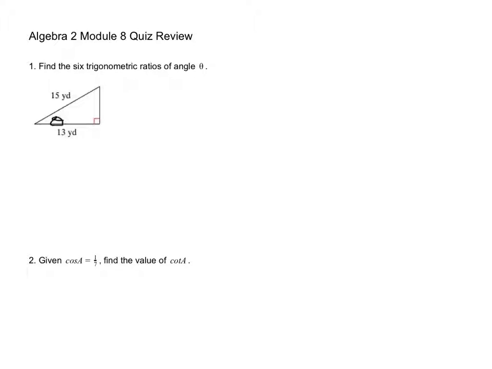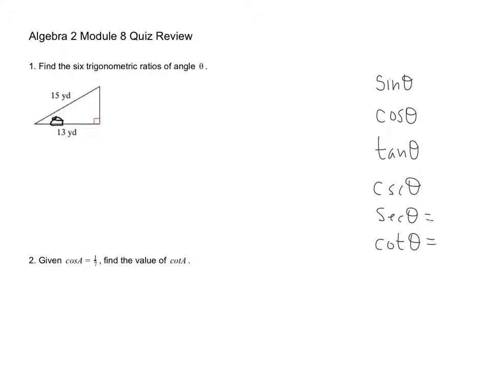Alright, so let's look at some problems to help us review for our Module 8 quiz. We are going to be looking for the sine of angle theta, the cosine of angle theta, the tangent of angle theta, the cosecant of angle theta, the secant of angle theta, and the cotangent of angle theta. Now all these have known relationships of the sides of a triangle: opposite, hypotenuse, and adjacent. So we'll have to go over here and find what those sides are.